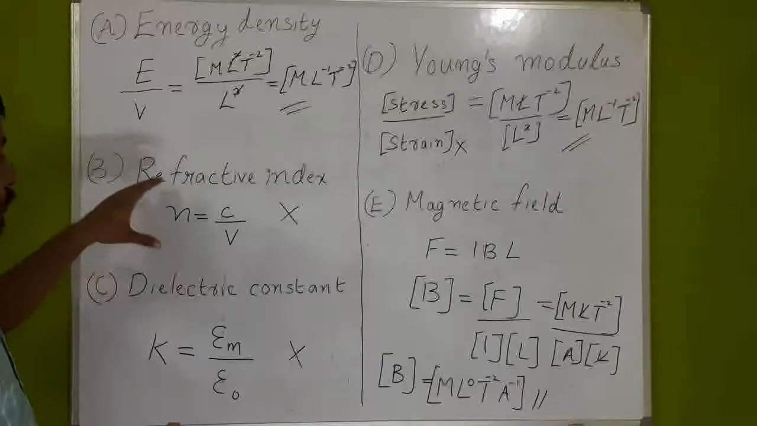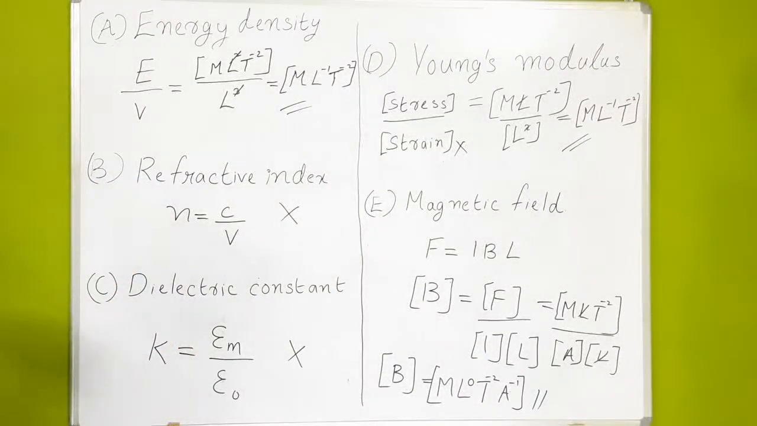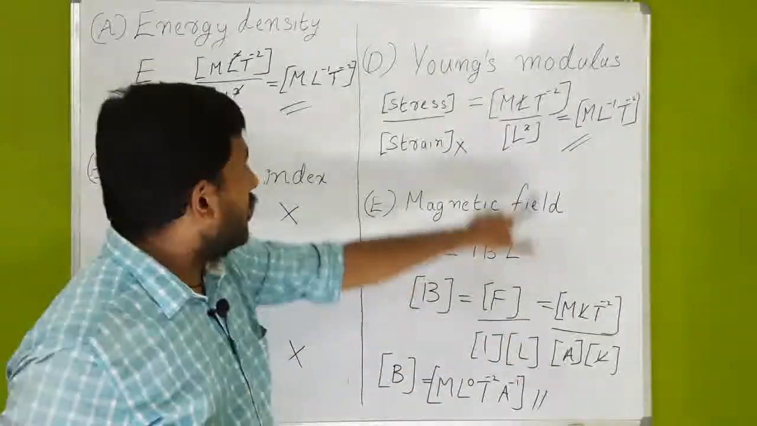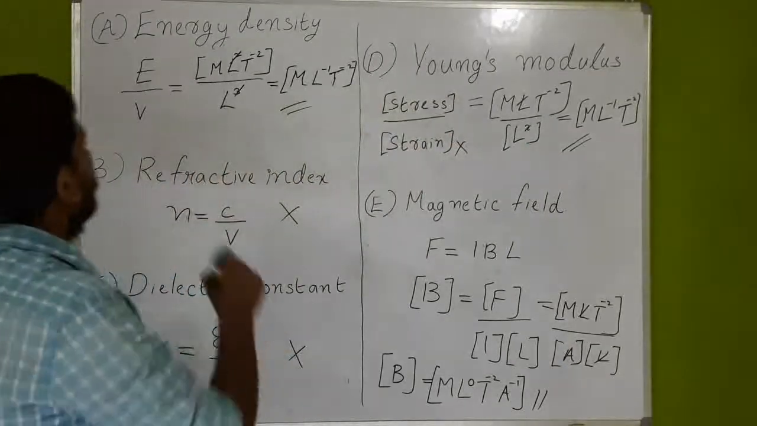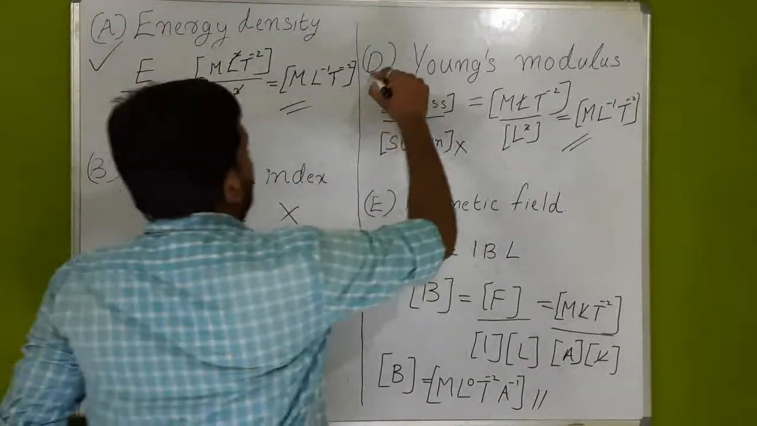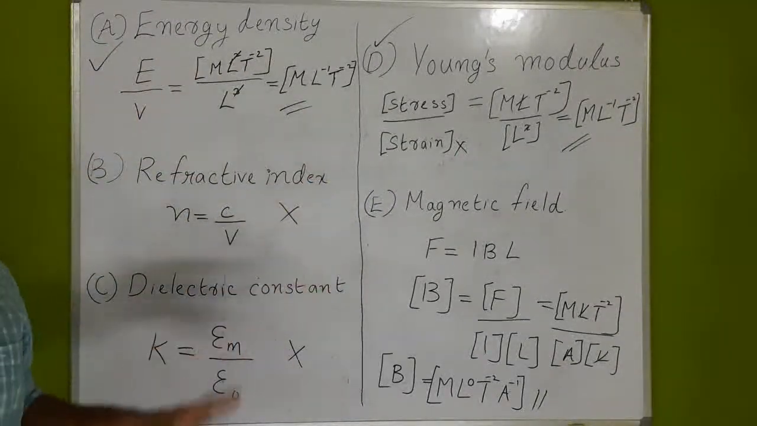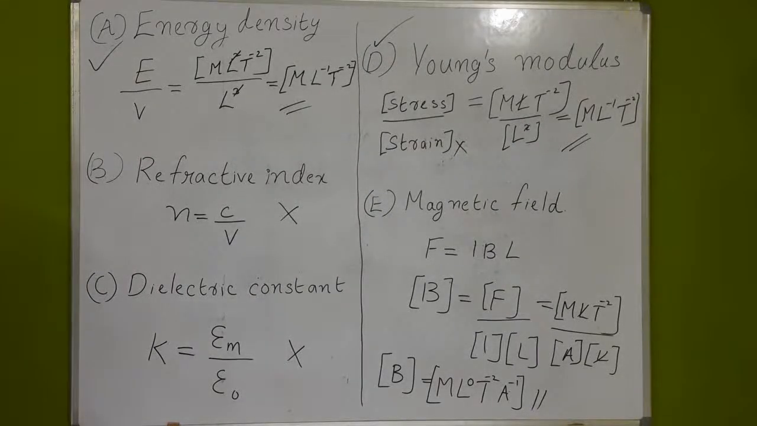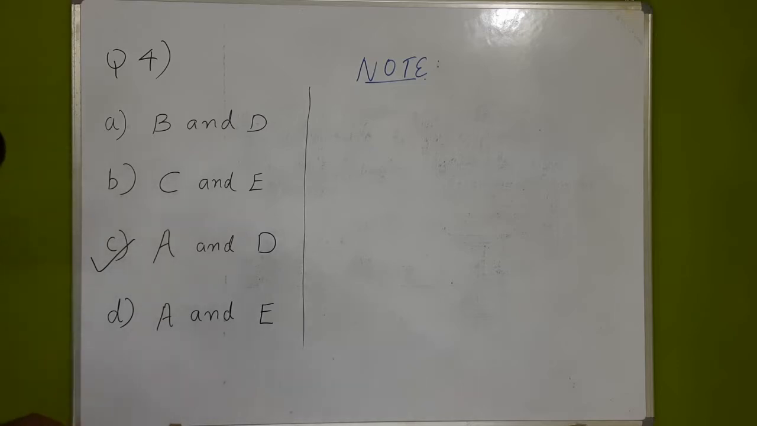So this refractive index and dielectric constant are dimensionless quantities, and magnetic field is having dimension. These two are not equal. Okay, this A and D are equal. This A and D will be the answer. I think you have understood this. Okay, please take it down. So the correct option is option C, that is A and D.